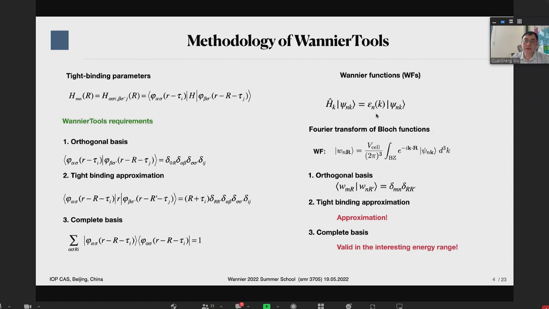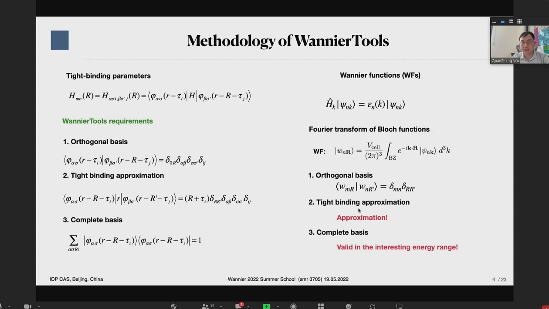When we do the DFT calculations, we can construct the Wannier functions using the great code Wannier90, and then we can get the tight-binding parameters. And once we obtained those tight-binding parameters, we can treat this tight-binding model as an orthogonal basis. Of course, it's an orthogonal basis, right?